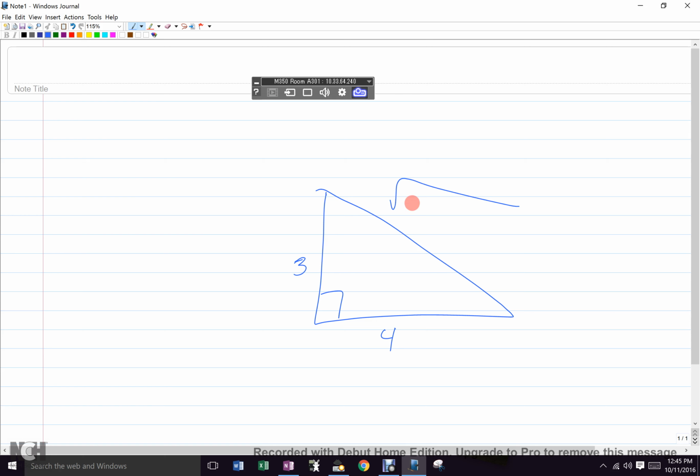So this is the square root of 3 squared plus 4 squared, yeah? What is 3 squared? 9 plus what is 4 squared? Everybody got it? So it is the square root of 25. Everybody cool? Yeah. Watch.